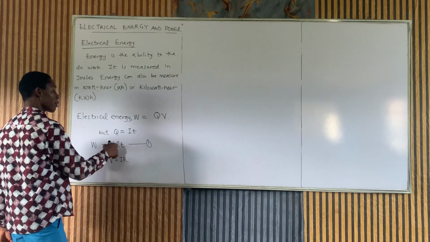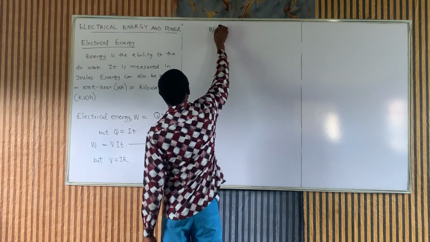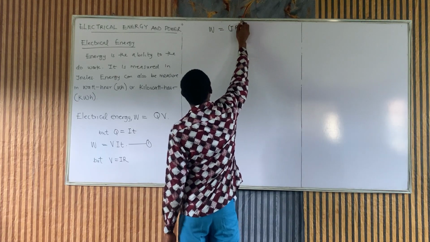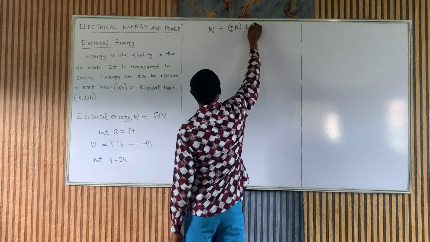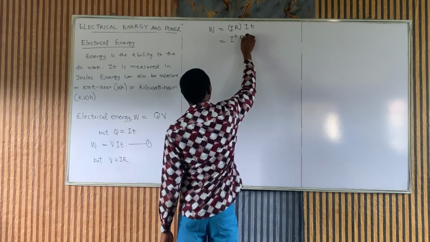If we substitute this into equation 1, we would have that electrical energy W is given as IR times IT. And that will give us I squared RT.